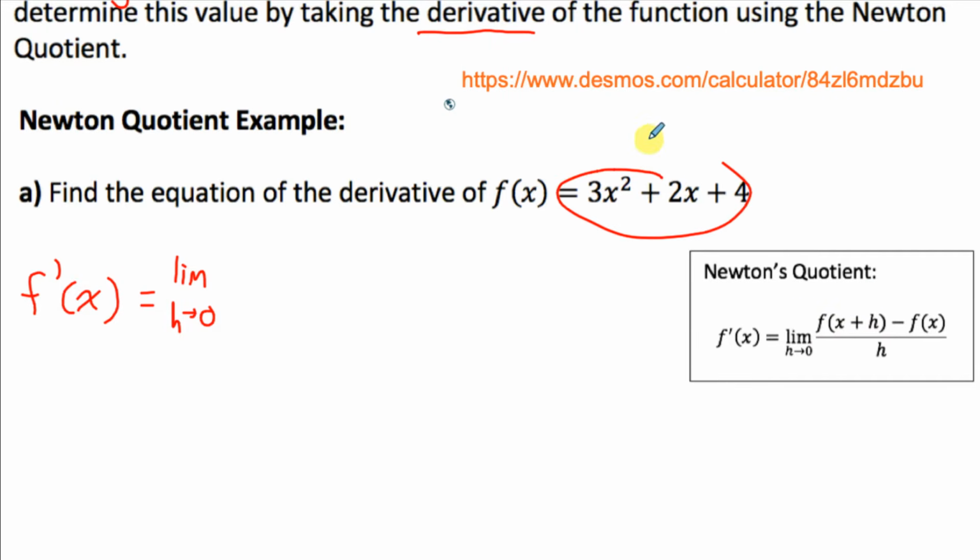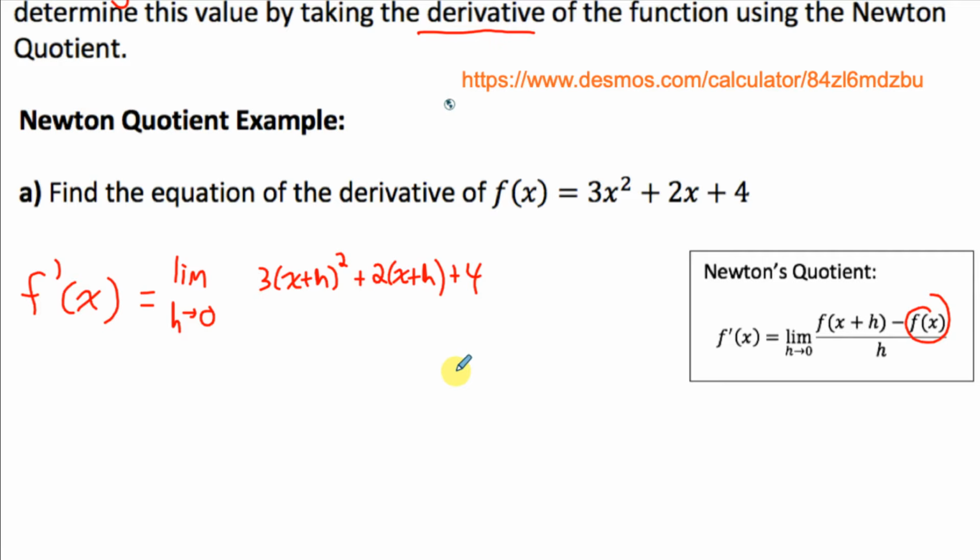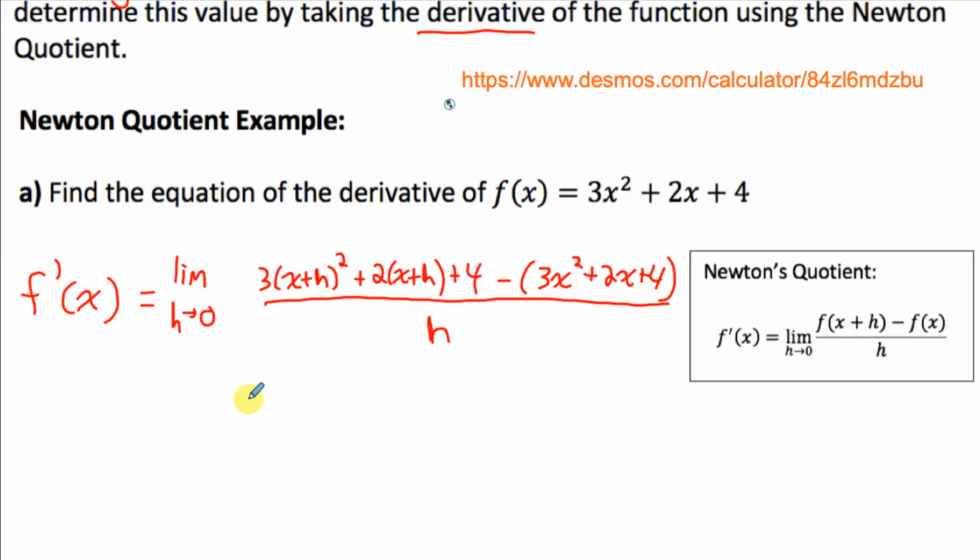So this function at x plus h, so change each of the x's to x plus h: 3(x plus h) squared plus 2 times (x plus h) plus 4. And then we have to subtract the f at x function. So we subtract, and make sure you put in brackets, 3x squared plus 2x plus 4. So this is just going to find the change in the y values for us. And then in the denominator, this is all over our change in x, which we are calling h.